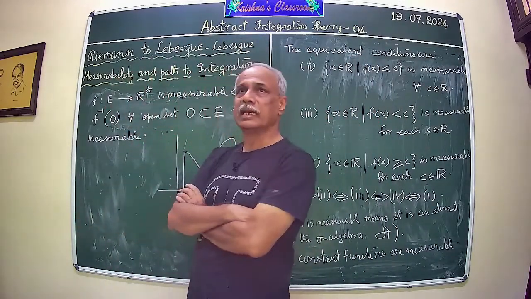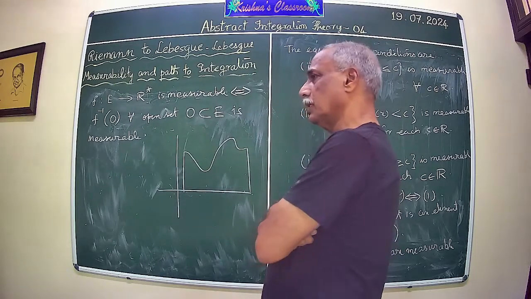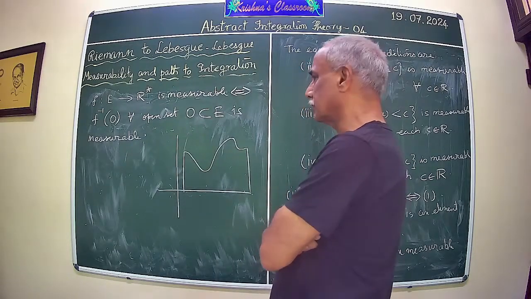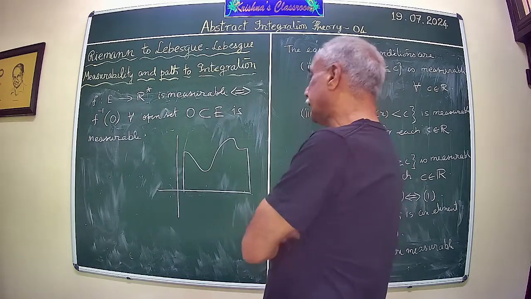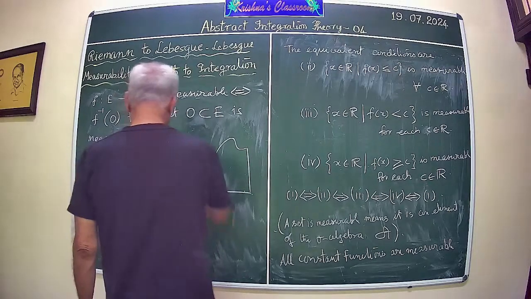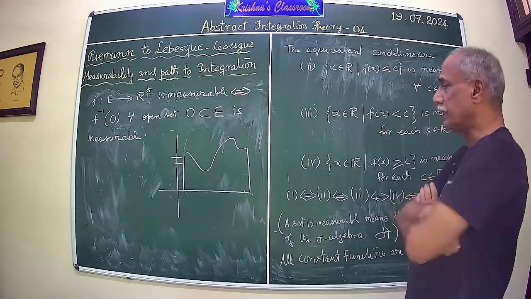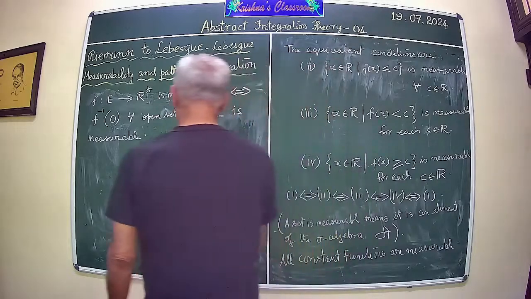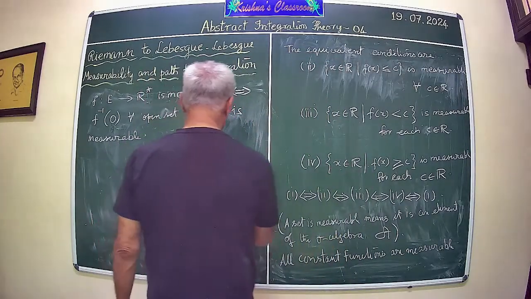In the case of Riemann integration, we subdivided the domain into intervals. So we had a partition of the domain. But now what we do is we start with partitioning the range into a union of disjoint intervals. And what you get, if you look at the problem, it is this. Okay.